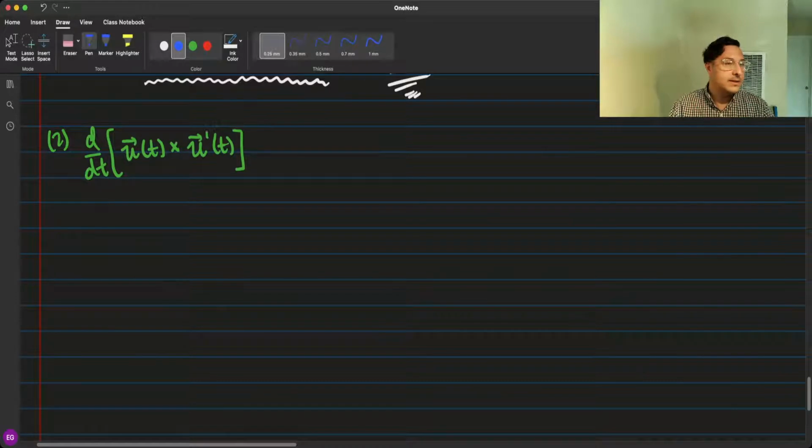Let's draw this. Let's say that this is my vector valued function u.